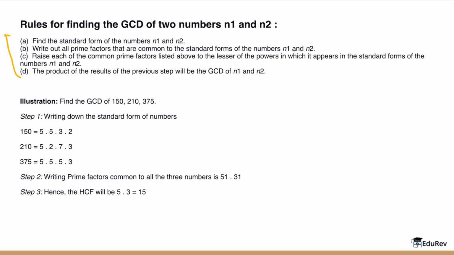So let's take an illustration. We need to find the GCD of these three numbers: 150, 210, 375.